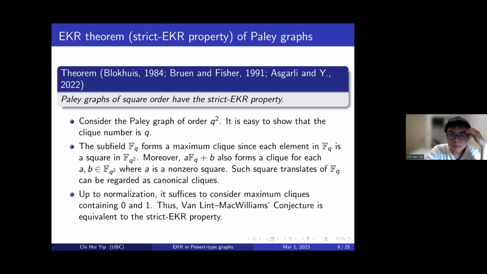Okay, so this is essentially the EKR theorem for Paley graphs. And nowadays, I guess people refer less to the conjecture by Williams-McWilliams. Anyway, that's the history of the EKR theorem for Paley graphs.